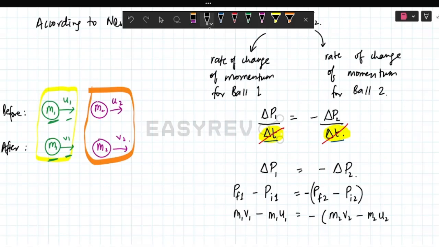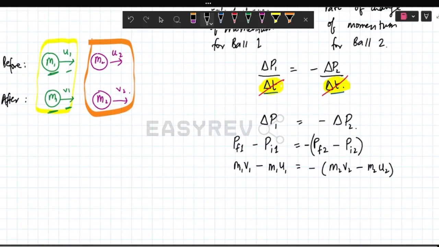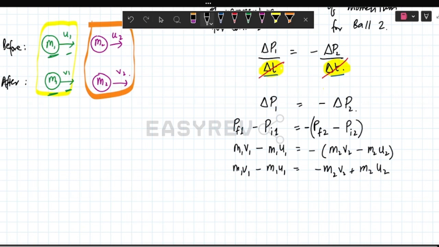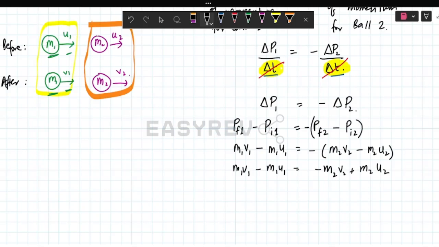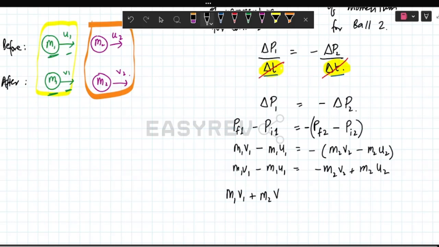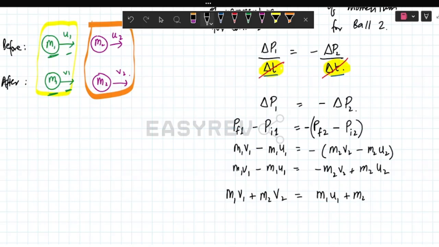Now it's just a matter of me expanding this bracket. m1 v1 minus m1 u1 equals minus m2 v2 plus m2 u2. Now I can make things simpler by shifting all of the initial velocities to one side and all the final velocities to the other side, in which case I get m1 v1 plus m2 v2 equals m1 u1 plus m2 u2.